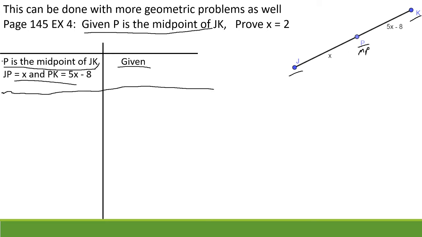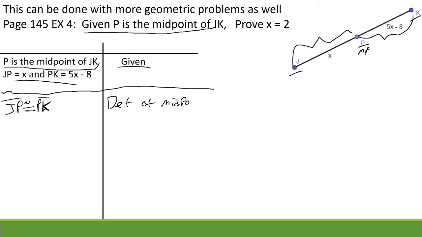Now, if P is the midpoint, this is where the geometry comes in. If P is the midpoint, that means P is in the middle of J and K, which means that JP has to be equal to PK. So JP, this segment, has to be congruent or equal to this segment. I'm actually going to put congruent here, and you'll see why in a second. So JP is congruent to PK. Now, how can I back that up? What's my reasoning for knowing that? Well, the reason for knowing that is definition. We'll put DEF, definition of midpoint.